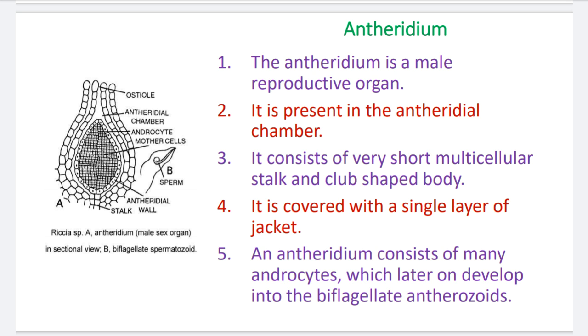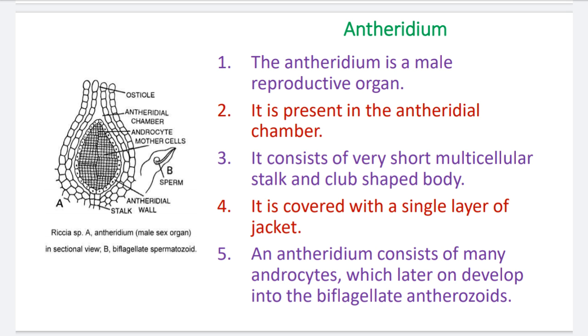The antheridium is a male reproductive organ. Point number 2: it is present in the antheridial chamber. These antheridia are always present in the antheridial chamber. Number 3: it consists of a very short multicellular stalk and a club-shaped body. The antheridium has a small multicellular stalk, and its structure is club-shaped.